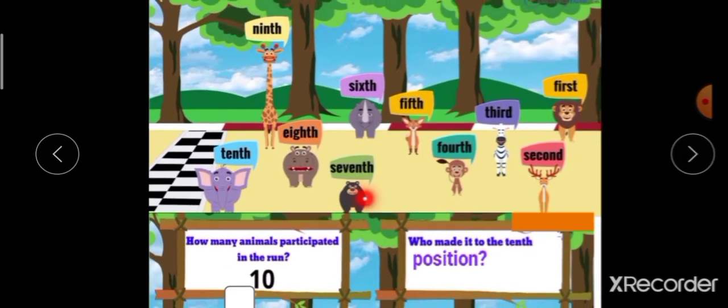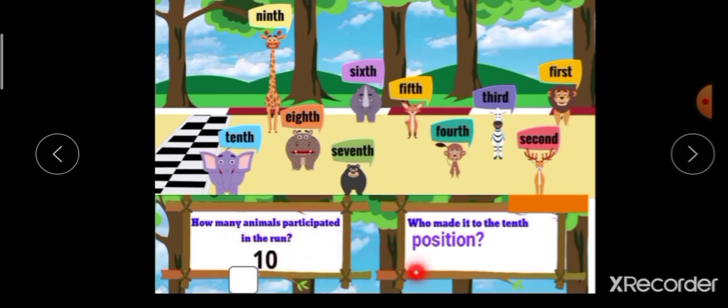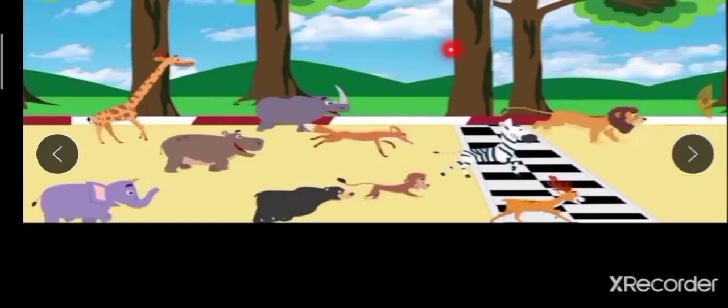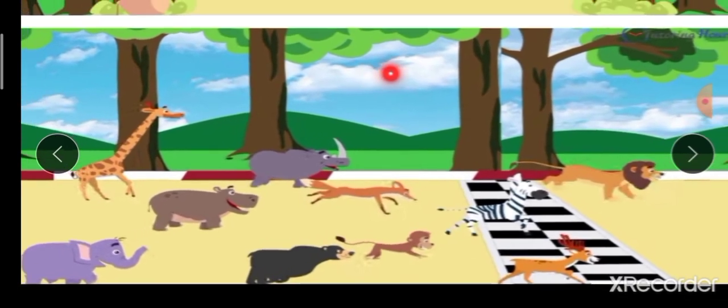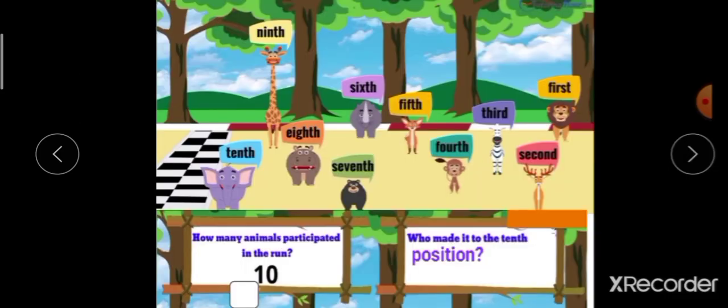Now here we have how many animals participated in the run. There were 10. Who made it to the 10th position? Okay, let's see. Now here, the monkey will be the fourth, then the fox fifth, then the bear sixth, rhino seventh, hippo eighth, giraffe ninth, and elephant may be the 10th one. Okay, let us see.